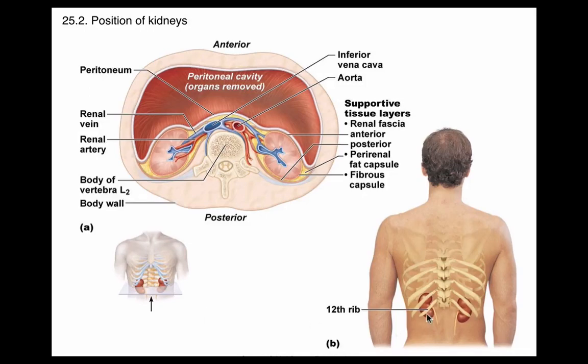But just as a reminder of how high they are, at least I tend to think about them as being pretty low down. But remember that those last two floating ribs are going to be covering over the kidneys.